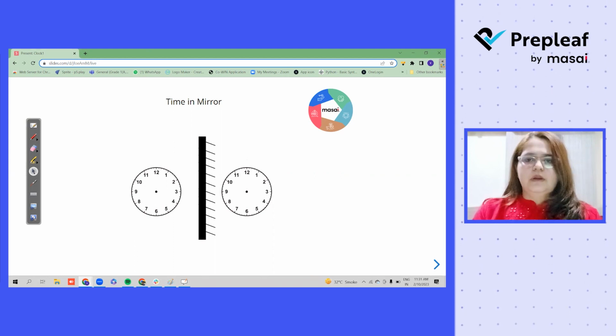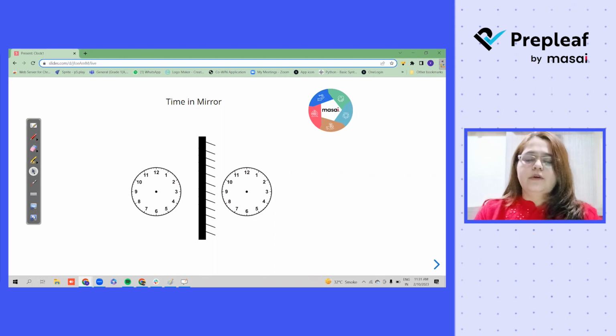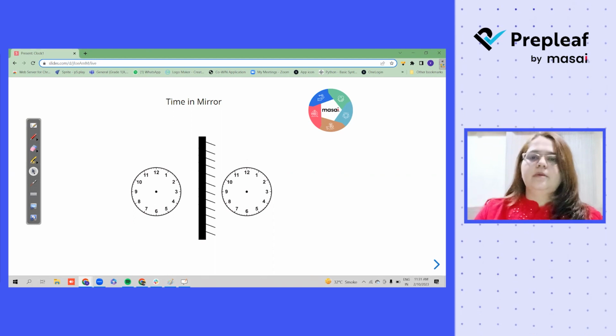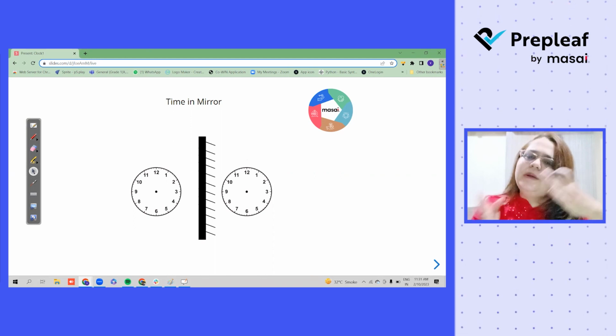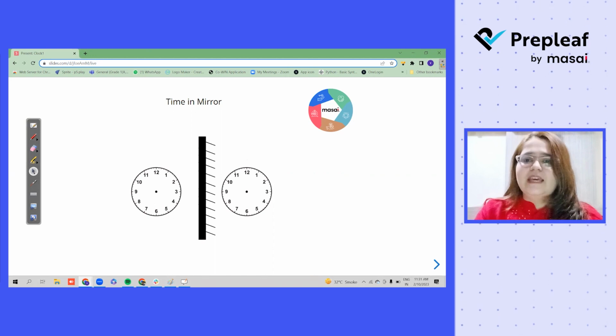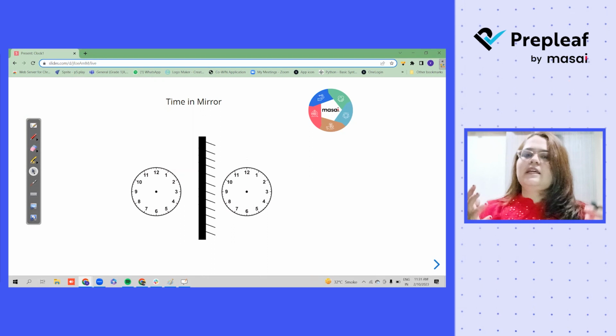Now, what is this time in mirror? We all can see a clock. For example, it is 5 p.m. in the clock. Then what would be the time in the mirror? If it is 5 p.m. in the clock, it would definitely be 5 p.m. in the mirror, if there are numbers on the clock. It would be really easy. We can say it's the same.